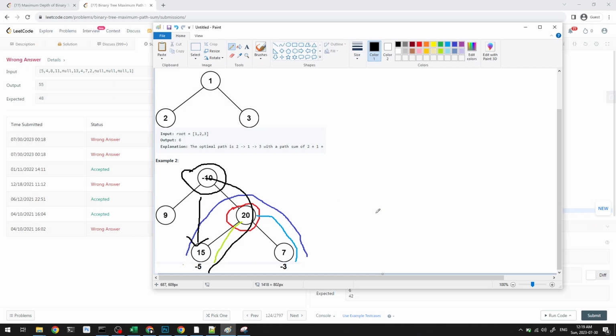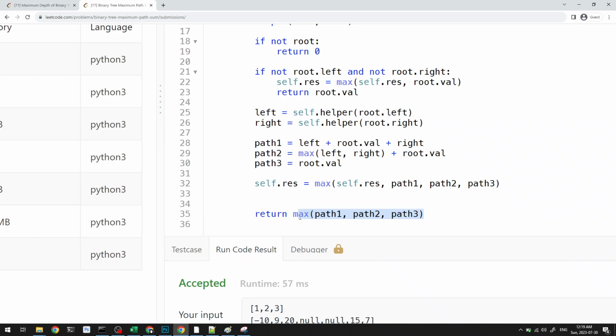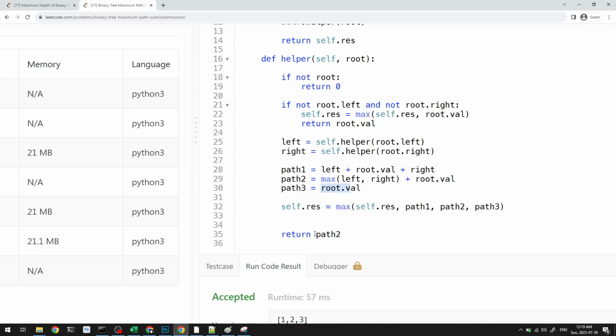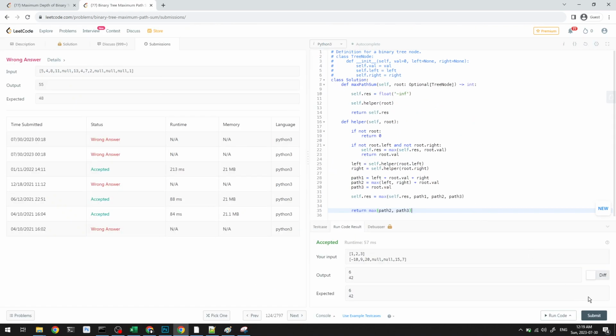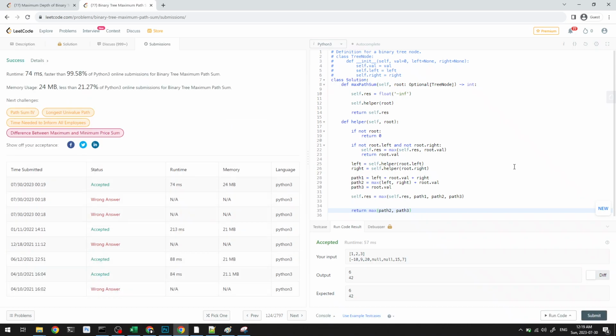So basically, what am I returning to the parent? I'm returning the best path in which it actually takes the parent into consideration. So in this case, what I would actually be returning is path number 2 or path number 3, because that also considers the parent. So I will do something like this, path 2, path 3. And there you have it.